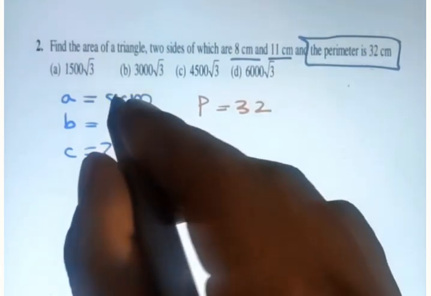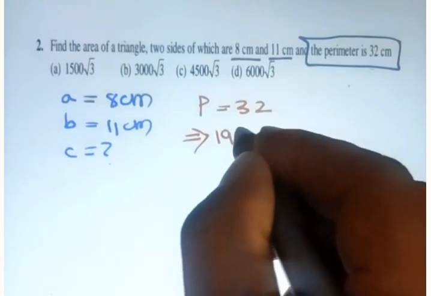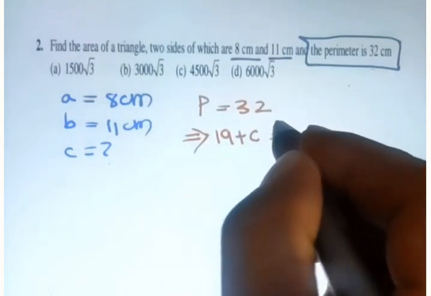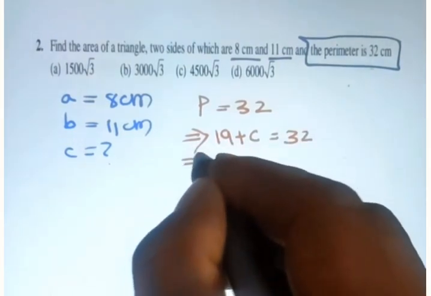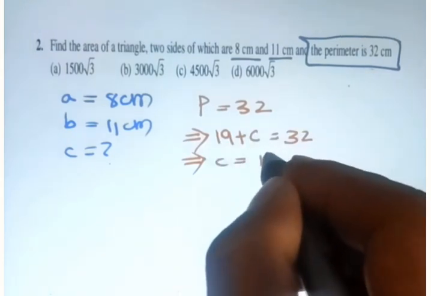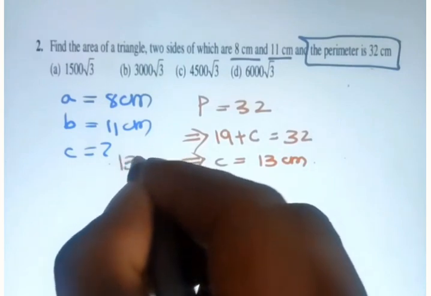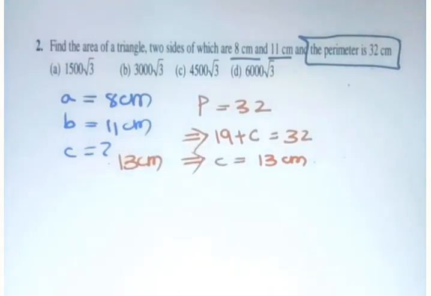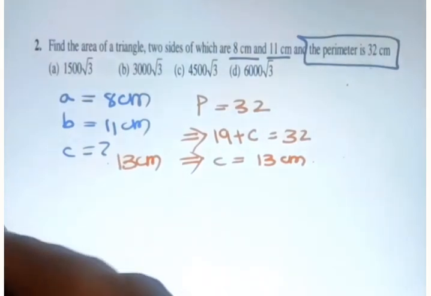So we know that perimeter is the sum of the three sides. So already two sides are given, 8 plus 11, that is 19, and the third side we don't know, so let's keep it C. So this is equal to 32. By solving this, we can get the value of C, which is 32 minus 19, which is equal to 13 centimeter. So now our missing term is found, that is 13 centimeter. तो अभी हमारे पास तीनों साइड्स है A, B and C.